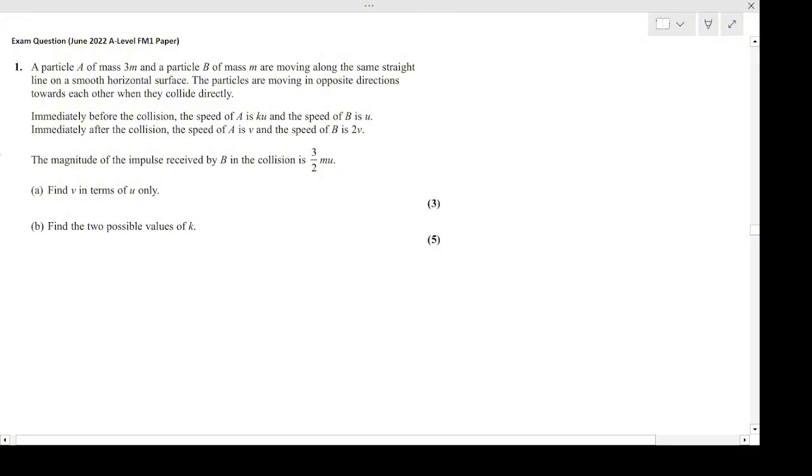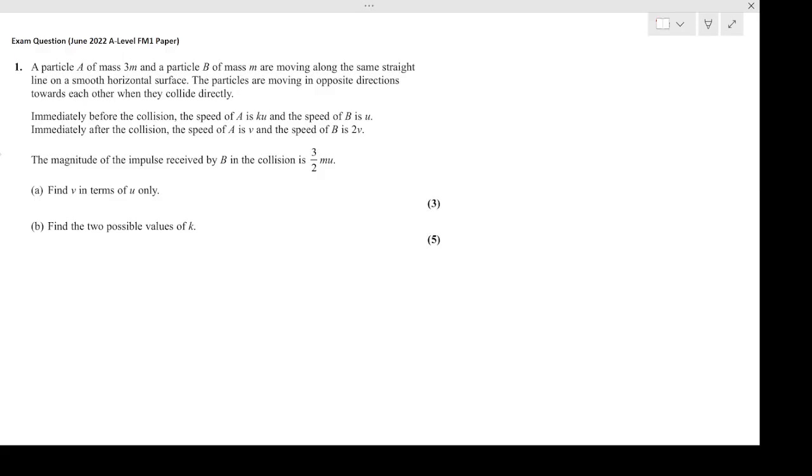Right, so then I've got this final exam question here. I think this one's fairly tricky, actually, but let's have a look. So we've got a particle A of mass 3m and B of mass m moving along the same straight line. The particles move in opposite directions towards each other when they collide. Before the collision, the speed of A is ku and the speed of B is u. After the collision, the speed of A is v and the speed of B is 2v, and the impulse received by B is 3/2 mu.